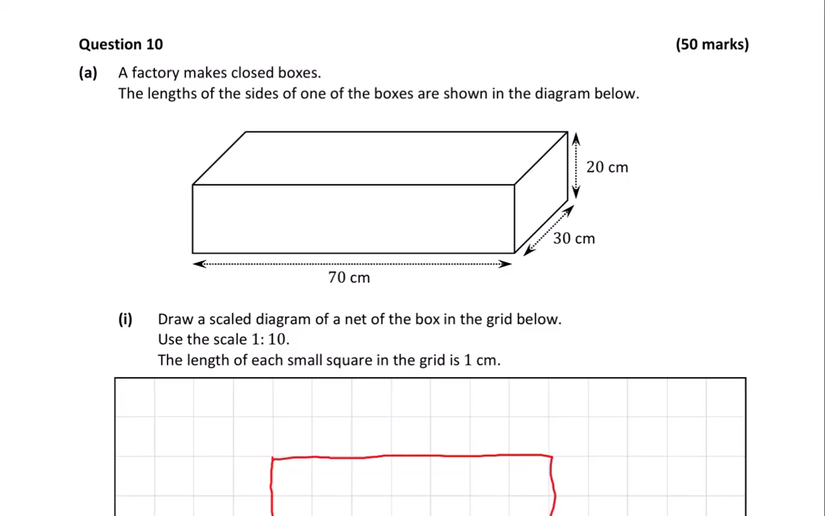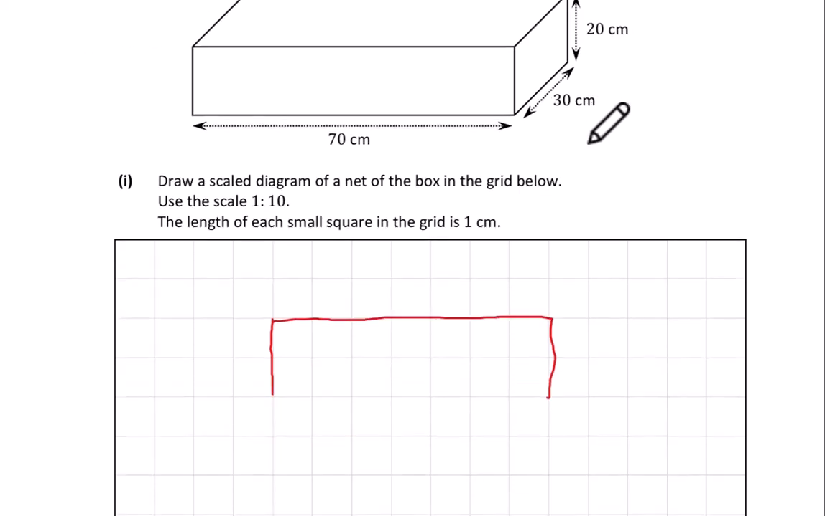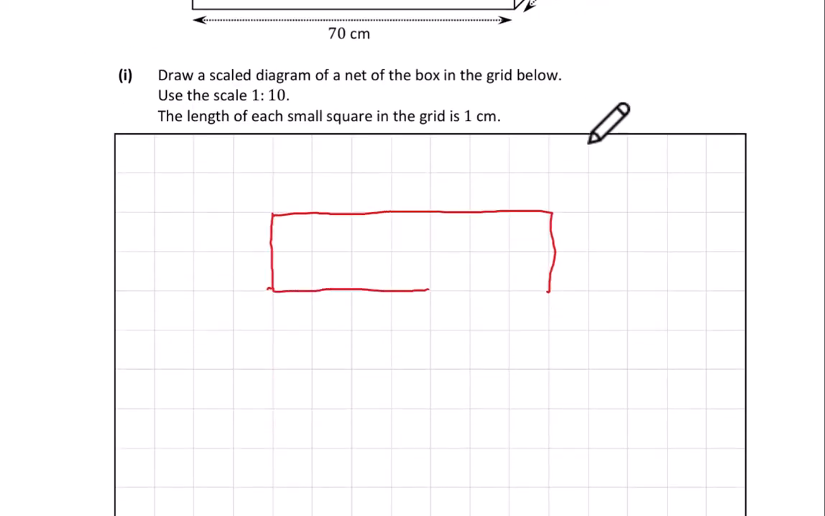So now I'm going to draw the bottom part. The bottom part is 30 by 70. So I'll just close that off. So I need 30, 1, 2, 3 by 70.